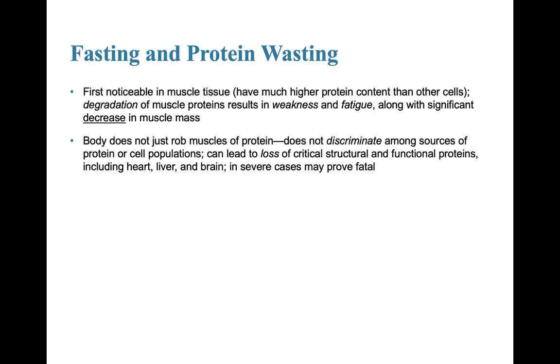The first problems are noticeable in muscle tissue, where you'll have much higher protein content than other cells. The degradation of muscle proteins results in weakness and fatigue along with a significant decrease in muscle mass. The body does not just rob muscles of protein. It does not discriminate among sources of protein or cell populations, and this can lead to loss of critical structural and functional proteins, including proteins found in the heart, liver, and brain, and in severe cases can prove to be fatal.